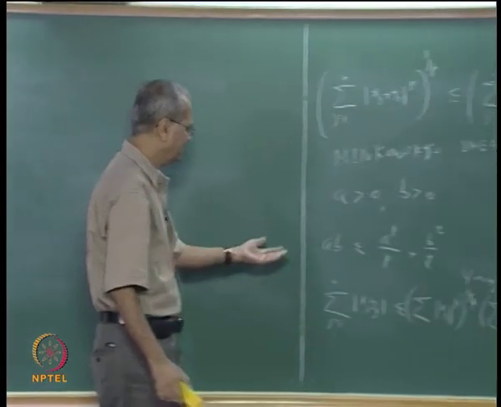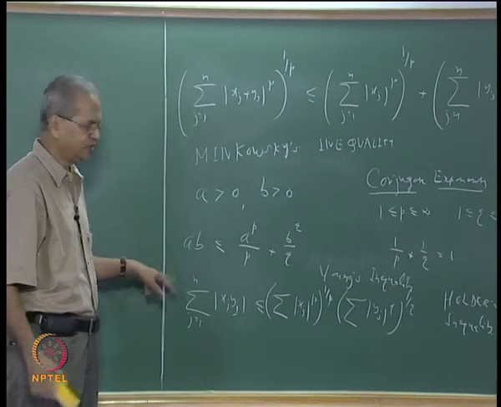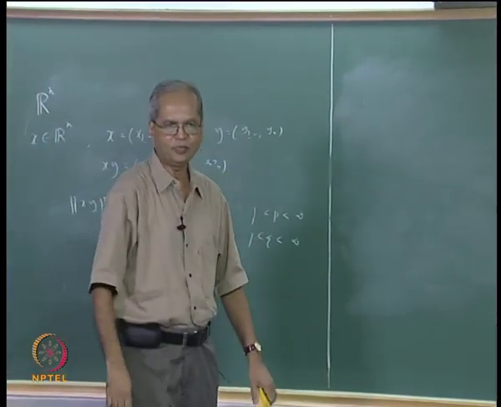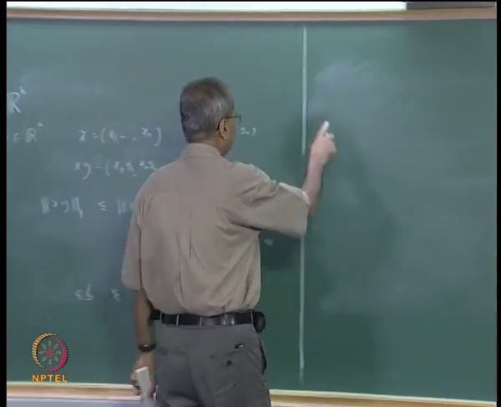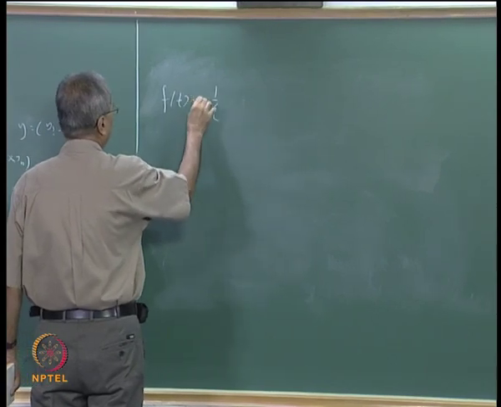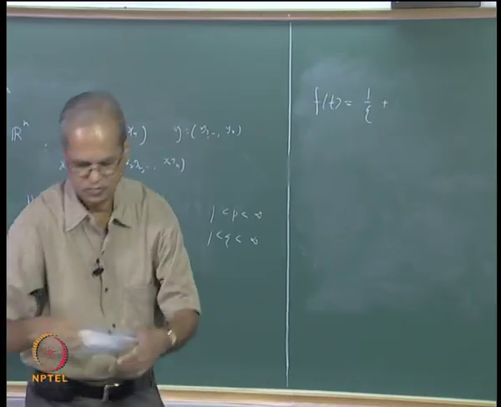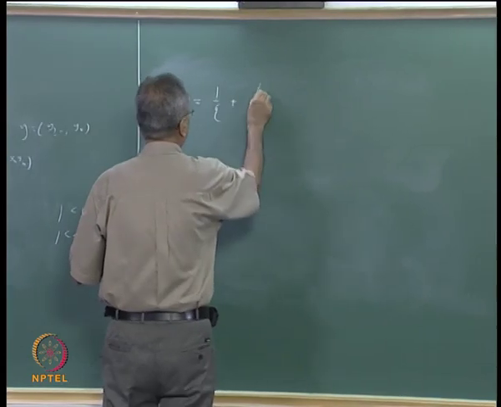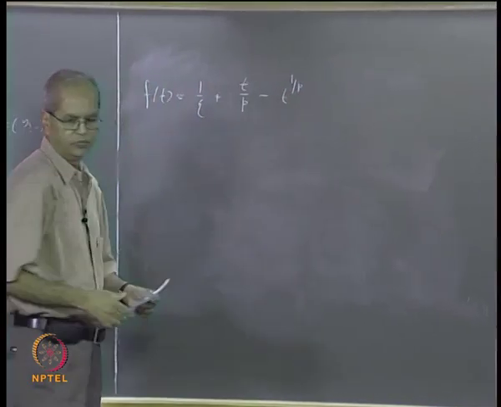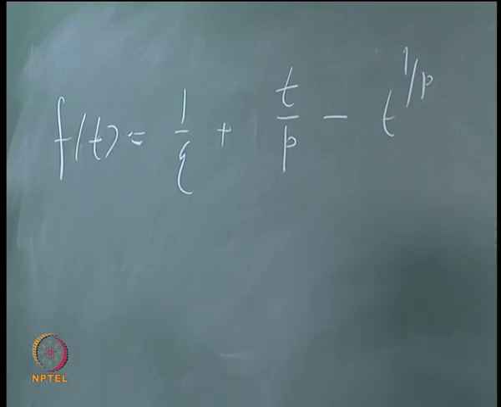But again, not very difficult. Basically we use the methods of elementary calculus to prove this inequality. That is, we take some function and show that it increases or decreases in some intervals and take appropriate values of t. For example, suppose I take this function f(t) equal to 1 by q plus t by p minus t to the power 1 by p, for t in R.